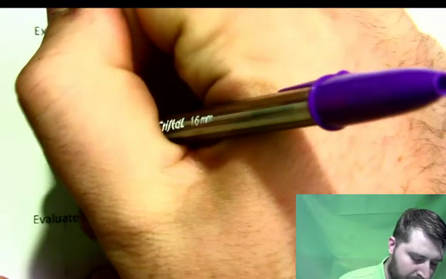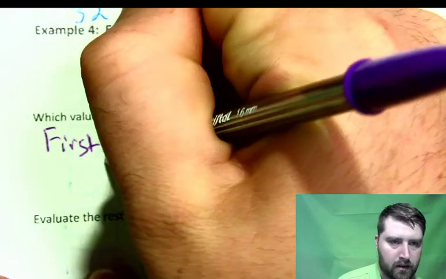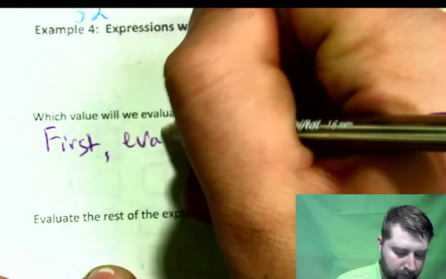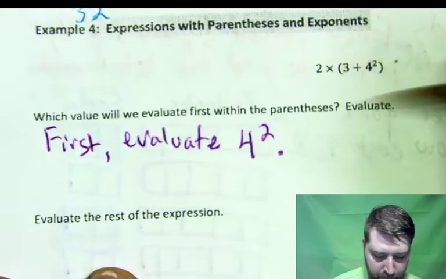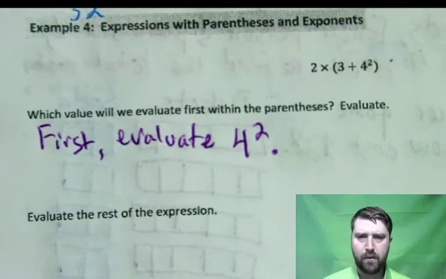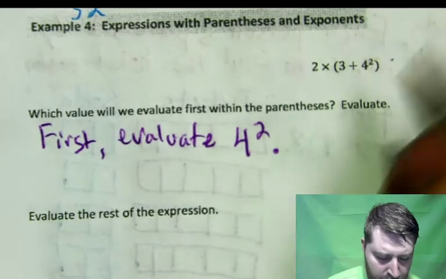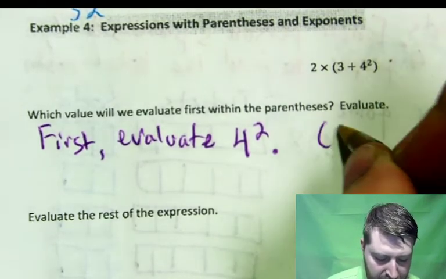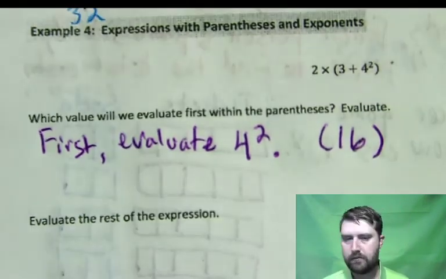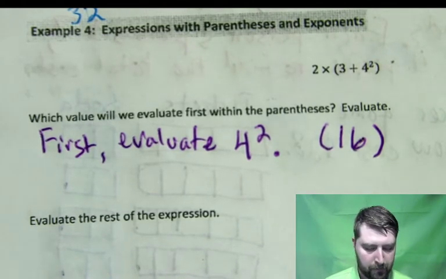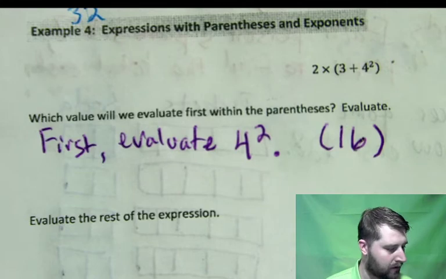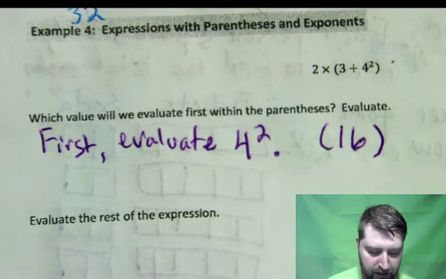So our sentence will say, first, evaluate 4 squared. What is 4 squared? 4 to the second power. 4 times 4 is 16. I'm just going to put that off to the side here. So then we are just going to go ahead and solve the rest of the expression.